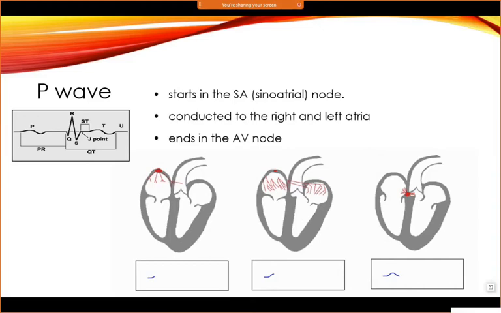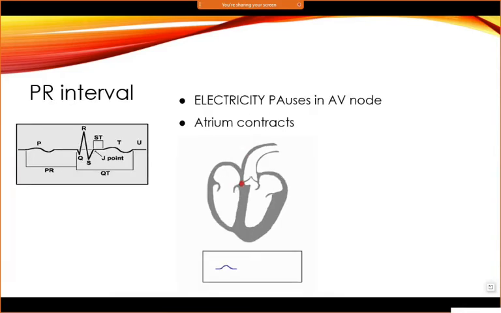system. The normal system is the SA node sends the signal around cleanly, and it collects in the AV node. While the signal waits in the AV node, we have a space called the PR interval. The P wave has already happened, and we have this little waiting period, and that's when the atrium contracts. So we have contraction during the flat parts of the EKG.